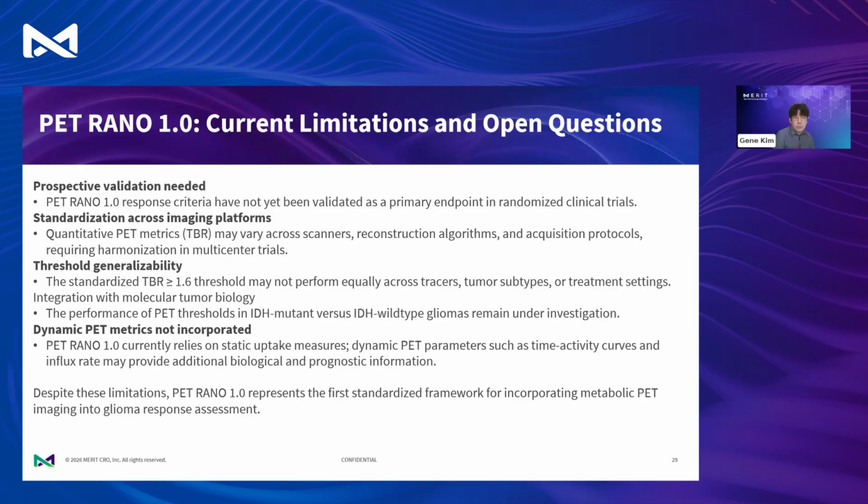So to close the scientific section, PET RANO 1.0 gives the field something it has not had before, a standardized, consensus-driven framework for incorporating metabolic imaging into glioma response assessment. The evidence base supports it, and the operational requirements are well defined. As the case studies illustrate, it may provide prognostic information that MRI-based response assessment does not capture.